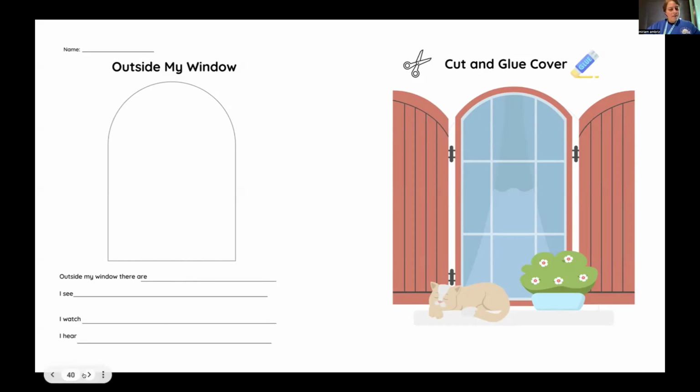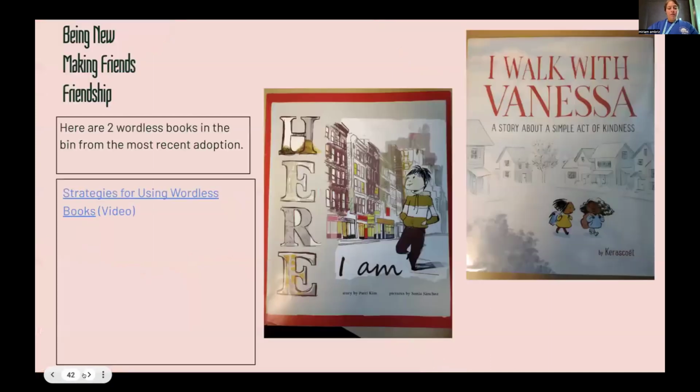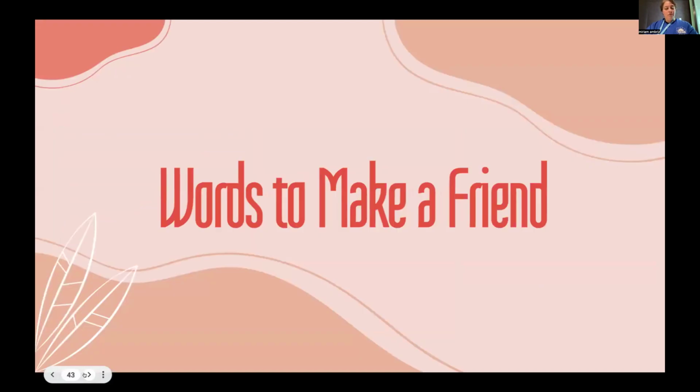There have also been a few other resources added to the slide deck. There's a little short video, a refresher, or if you're working with your co-teachers and supporting the staff, on how to use wordless books to support oracy development and so on. So those are there for you to explore.